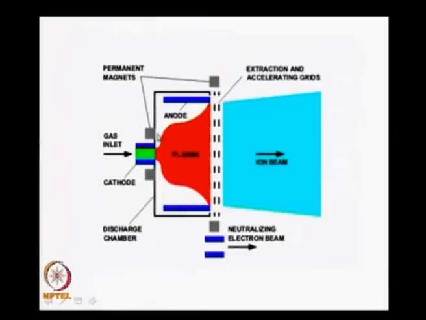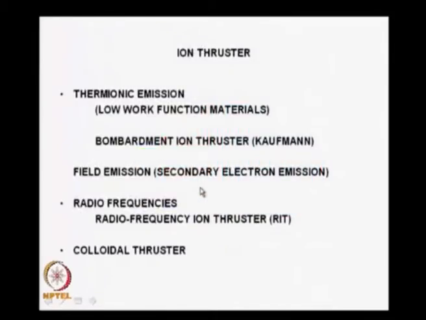Therefore, I have magnets, and why do I put magnets in this case? To make sure that I have a controlled plasma here. Mind you, it's not something like an electromagnetic thruster. Therefore, these are the constituents of an ion rocket or ion thruster.